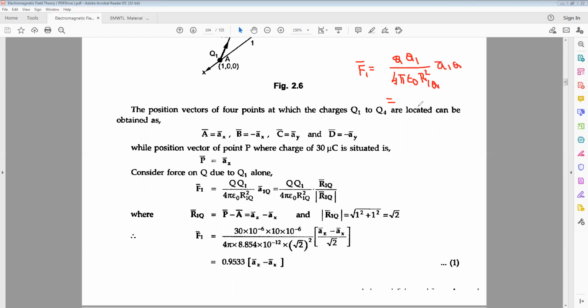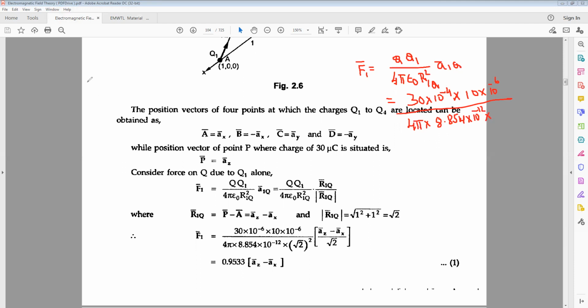F1 is equal to, what is the charge Q here? Charge Q is at the location of the point P, so 30 microcoulombs, 10 power minus 4. The charge Q1 is 10 microcoulombs, 10 to the power of minus 6, whole divided by 4 pi epsilon naught. Epsilon naught is 8.854 into 10 power of minus 12, multiplied with R1 square.